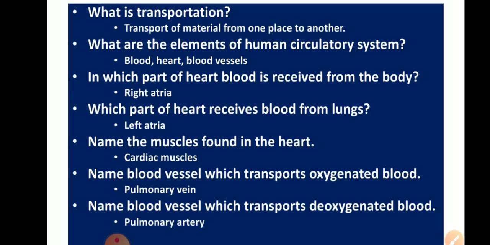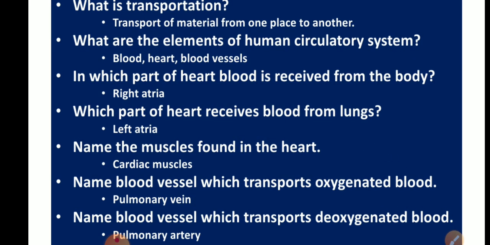The next question is, what are the elements of the human circulatory system? The human circulatory system has three main elements. First is blood, then heart, and blood vessels. Then the third question, in which part of the heart is blood received from the body? From the body, the blood is received in the heart in the right atrium.